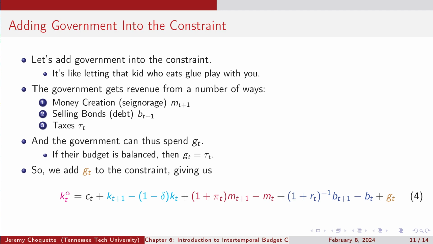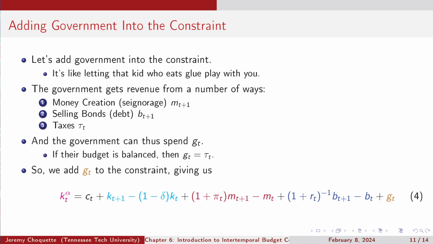So the government can spend G_t. And if the budget is balanced, meaning they're spending exactly what they're bringing in via tax revenue, then G would be equal to T. So we're going to add G_t into the constraint in the little brown there. I wonder why I put government in brown. Take a wild guess why that would be. So I add that in there. That gives me equation 4.